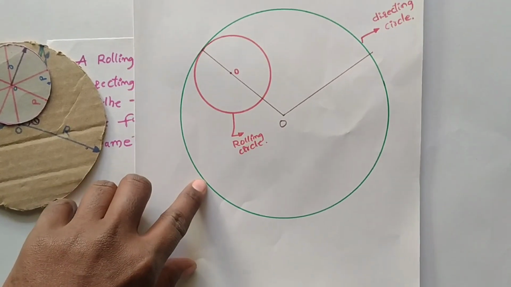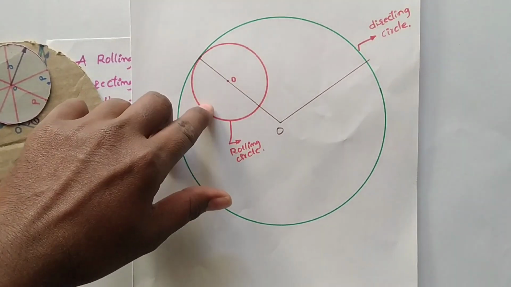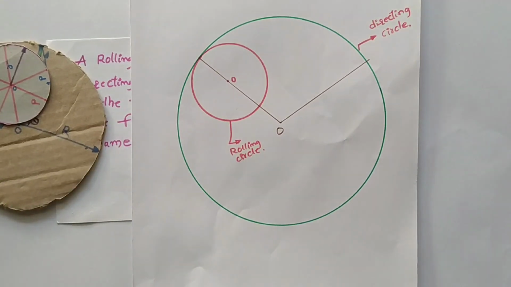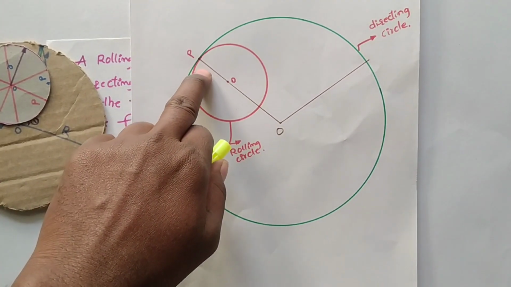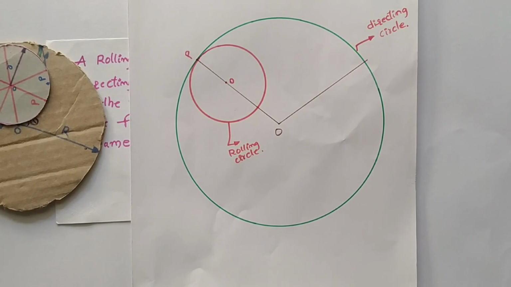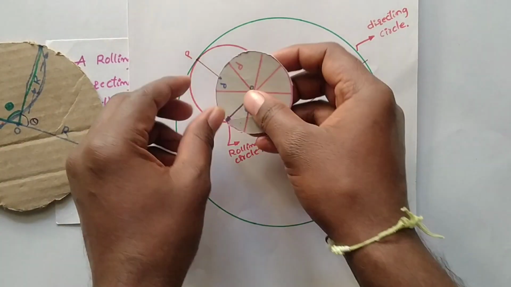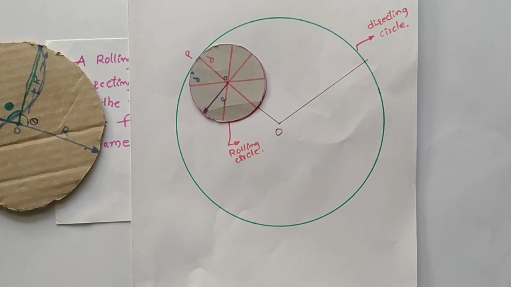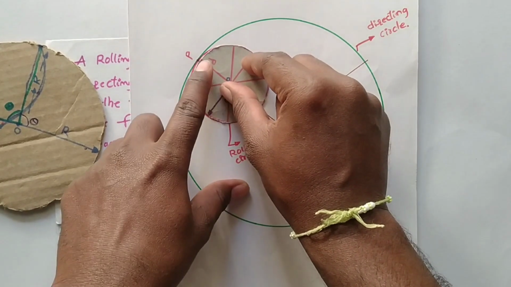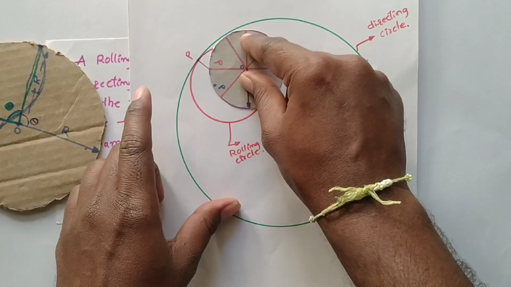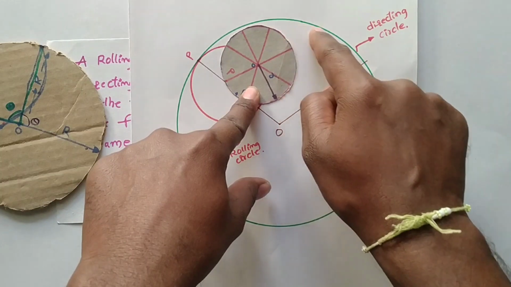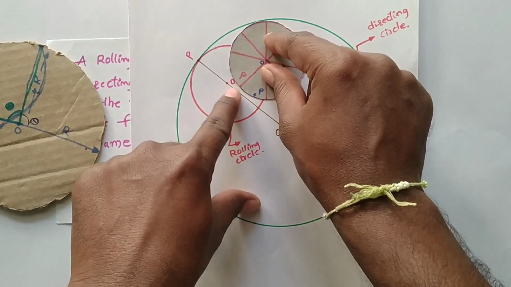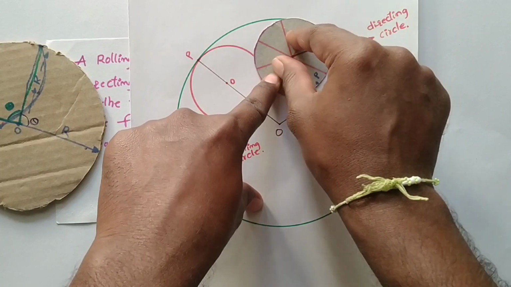Let this be the directing circle, and this is a rolling circle. It rolls inside the directing circle. A point P lies at the top side of the rolling circle. When the circle starts rolling on the inside surface of the directing circle, this point P moves from one place to another.